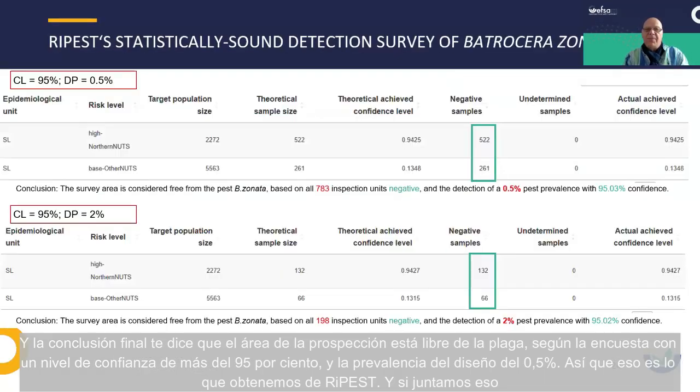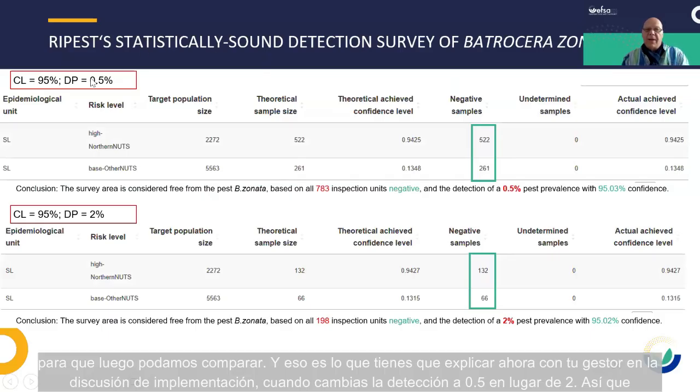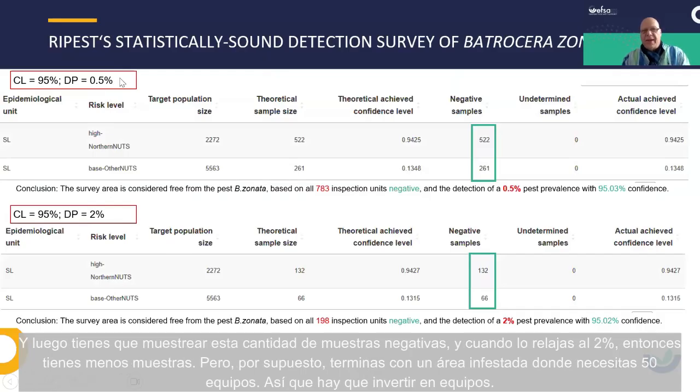And if we put that together, then we can compare, and that's what you have to explain now in the implementation discussion, when you strengthen the detection towards 0.5% instead of 2%. Then you have to sample this amount of negative samples, and when you relax it to the 2%, then you have fewer samples, but of course you end up with an infested area where you need 50 teams, so you have to invest in teams.